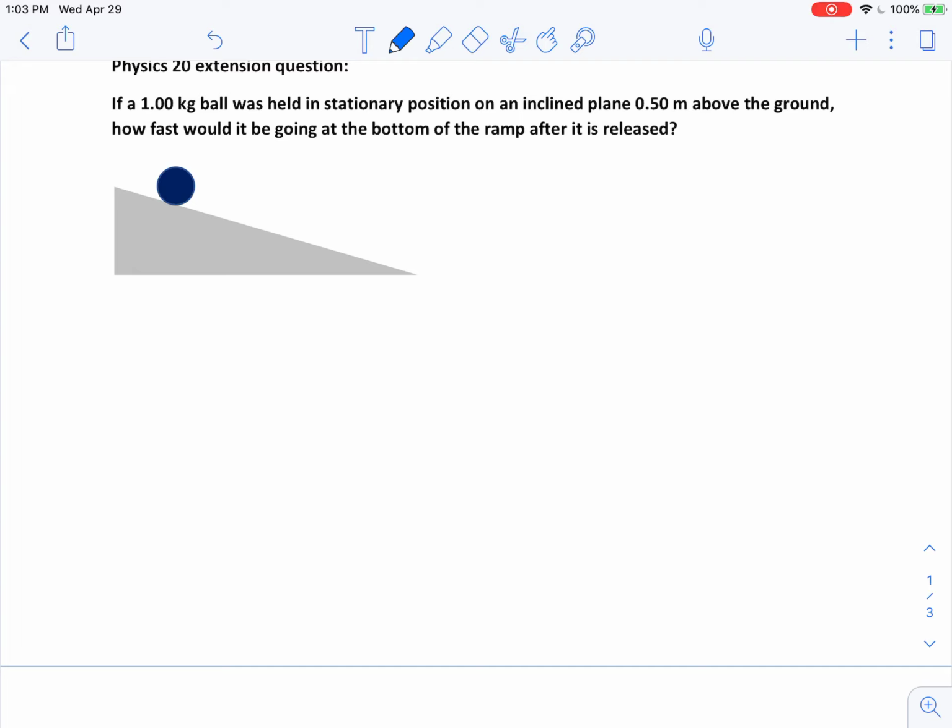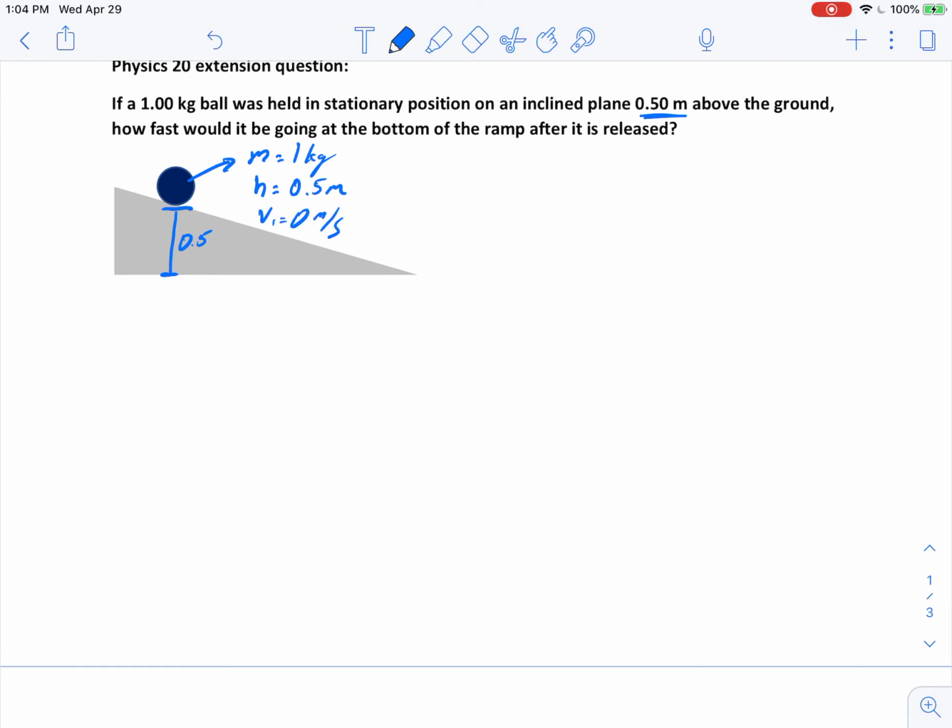So all we have to do is find the mechanical energy at the beginning and equal it to the mechanical energy at the end. At the beginning, we have our mass of 1 kilogram. We know our height is 0.5 meters above the ground. That's this height here. Or I guess it's actually from the bottom down to here is 0.5. And we know it's being held, so our initial velocity is 0 meters per second.